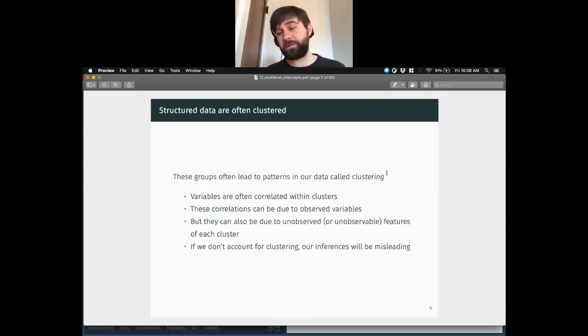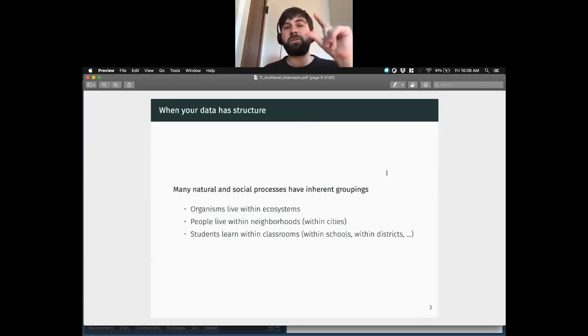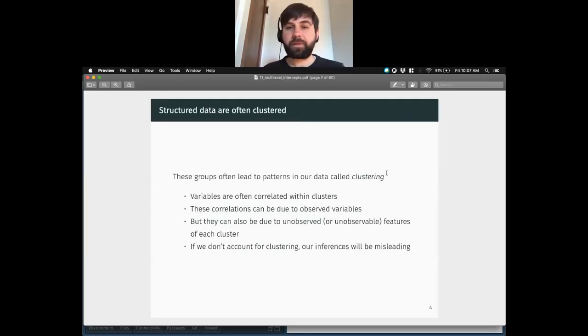So these groups, right, these kind of hierarchical structures. All the examples I gave were hierarchical, right? That we have a kind of nesting of an organism within an ecosystem, a smaller unit within a larger unit: people within a neighborhood, a person within a neighborhood within a city, a student within a classroom within a school within a district, right? These groupings often lead to a pattern called clustering, right?